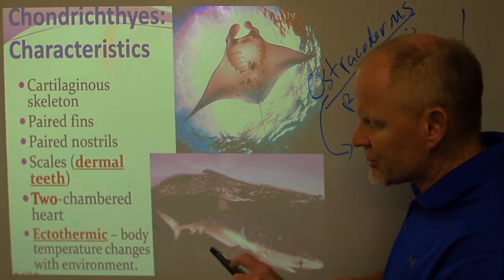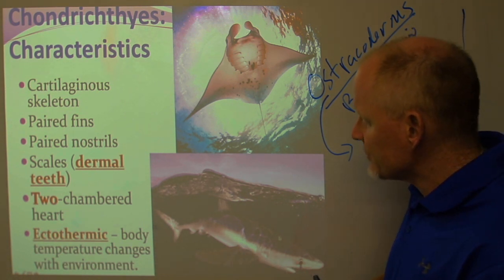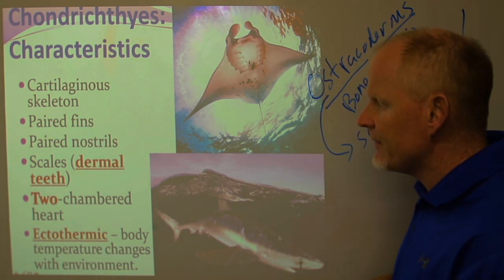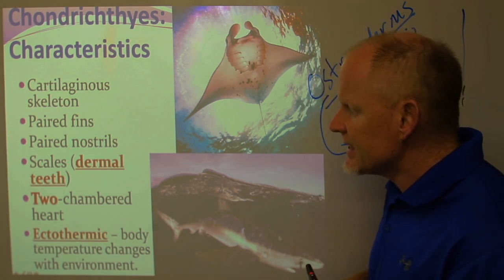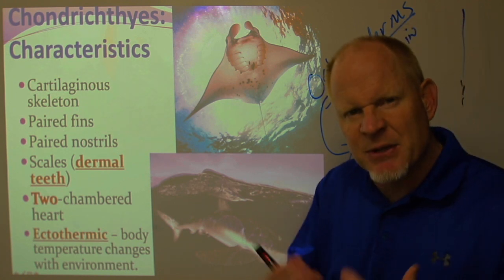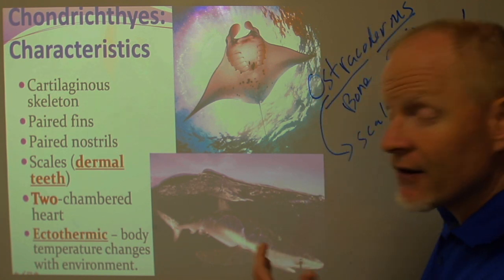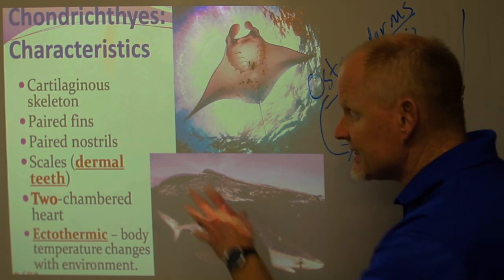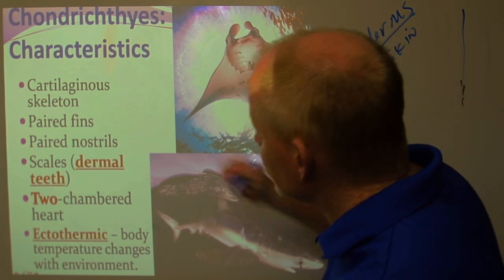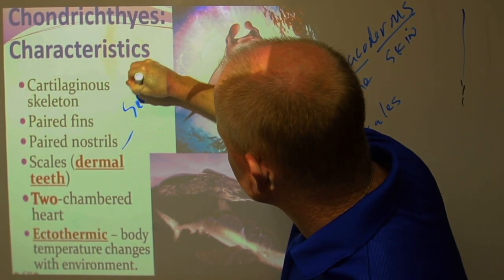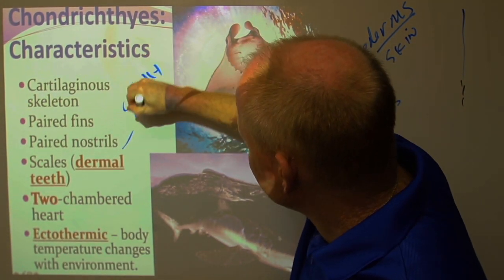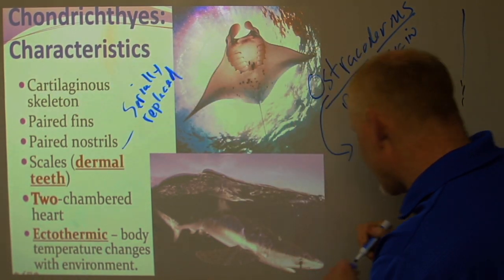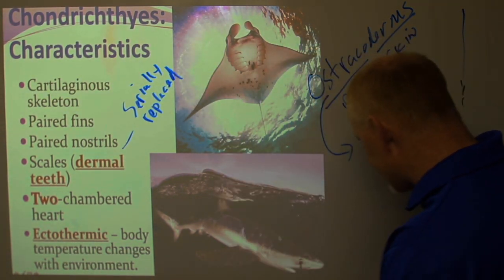They have paired nostrils. So there are two nostrils associated with this. I'll show you a close-up of the nostrils on the next slide. And they have scales. These scales have some bone to them, some calcium salt to them. The teeth are also scales. So they have dermal teeth. These teeth are serially replaced, which simply means they shed their teeth, and they do this often. So sharks shed their teeth. They're the best example of this, right?